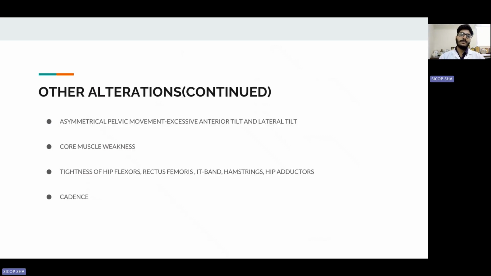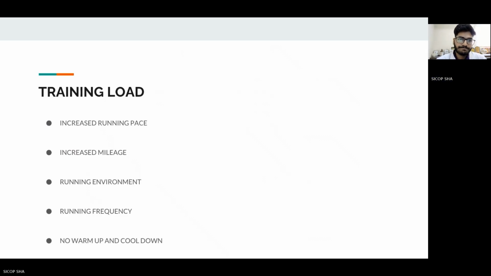Next is the asymmetrical pelvic movements like the excessive anterior tilt and excessive lateral tilt. Core muscle weakness, another important factor. Tightness of the hip flexors, rectus femoris, IT band, the hamstring and the hip adductor muscles, and the cadence.